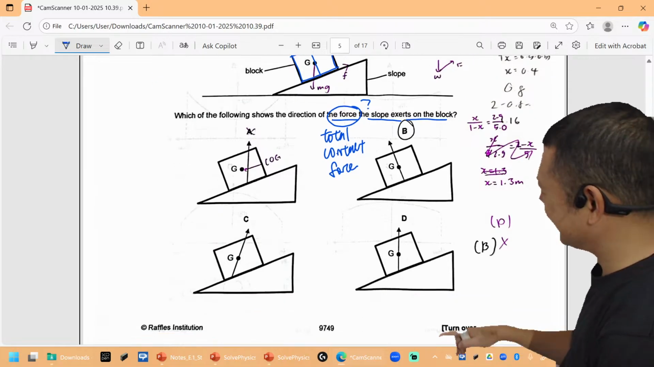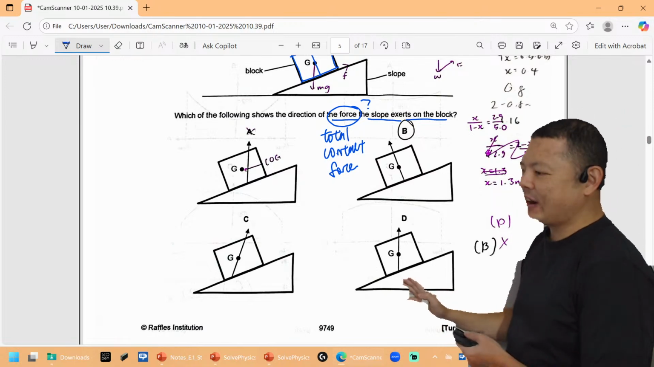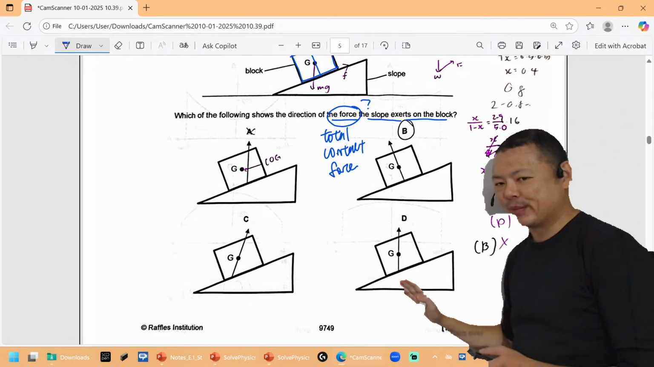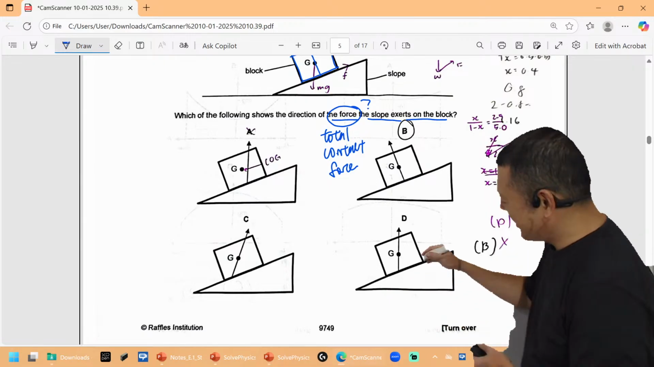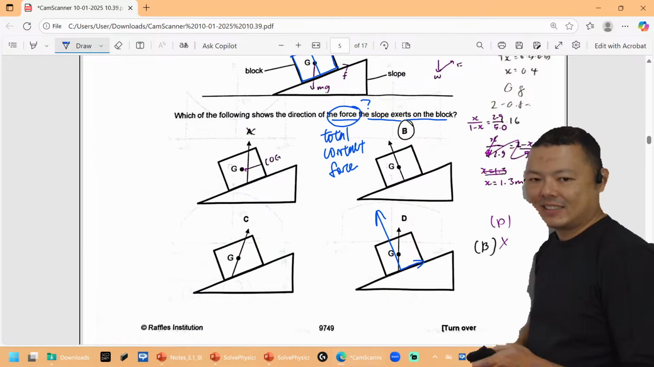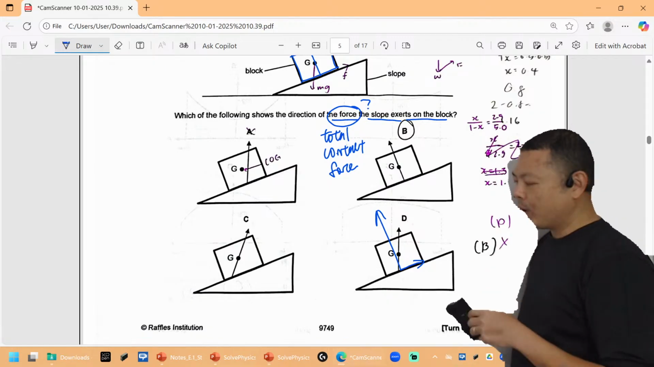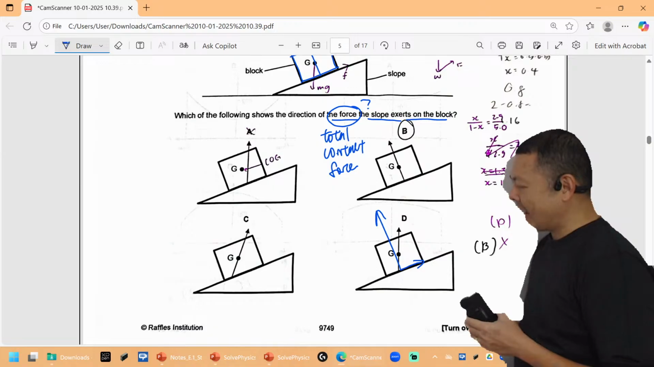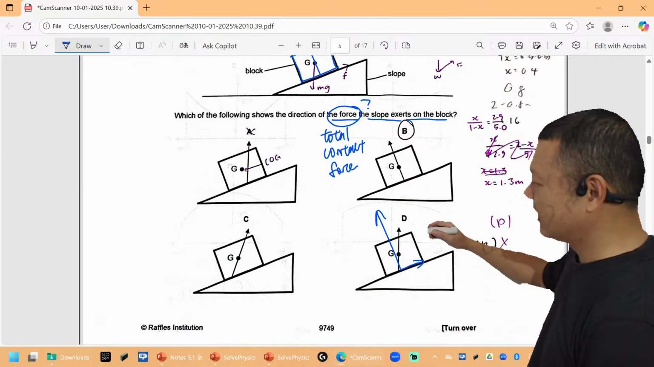Oh yeah, these answers. So it looks very unnerving, right? Because it looks like normal contact force, but this is not normal contact force. This is basically the normal contact force and the friction combined. This is the normal contact force and the friction added together. So their resultant is like that.